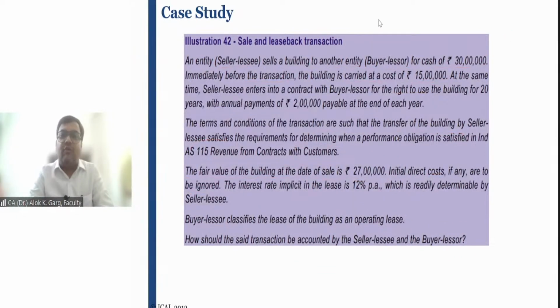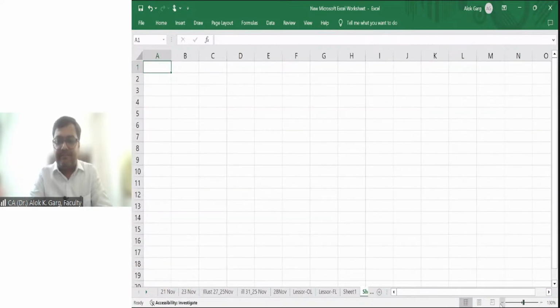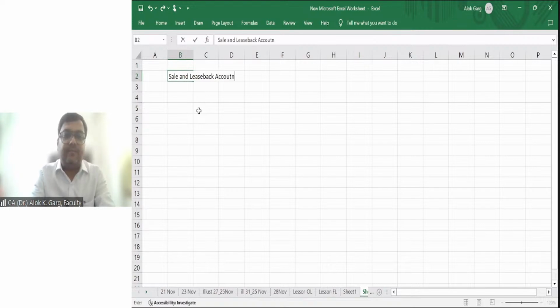So let's solve this question step by step. We have all understood the question. Let's go back to the Excel sheet. I believe my Excel sheet is visible to everyone. Now you have well understood this question. Don't worry. Sale and lease back accounting. I hope my Excel file is visible to you guys.